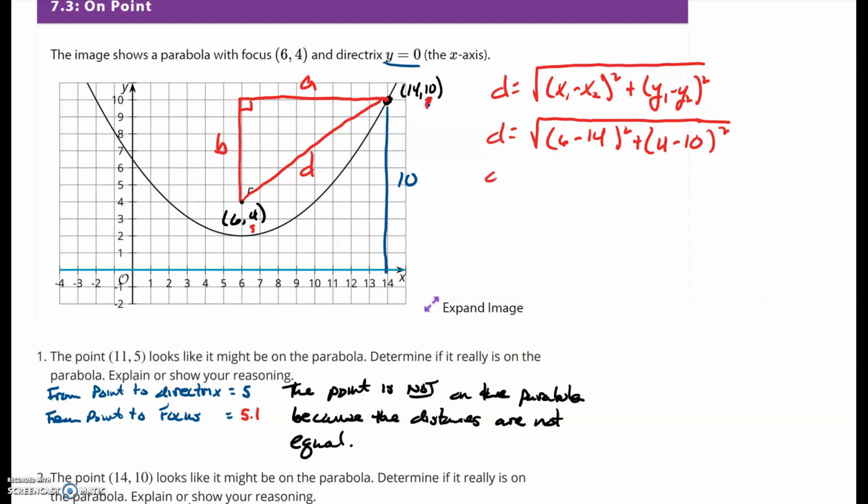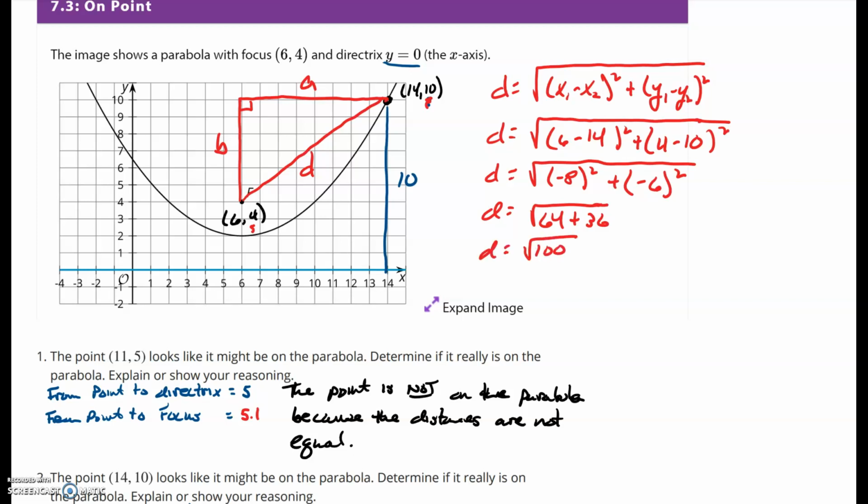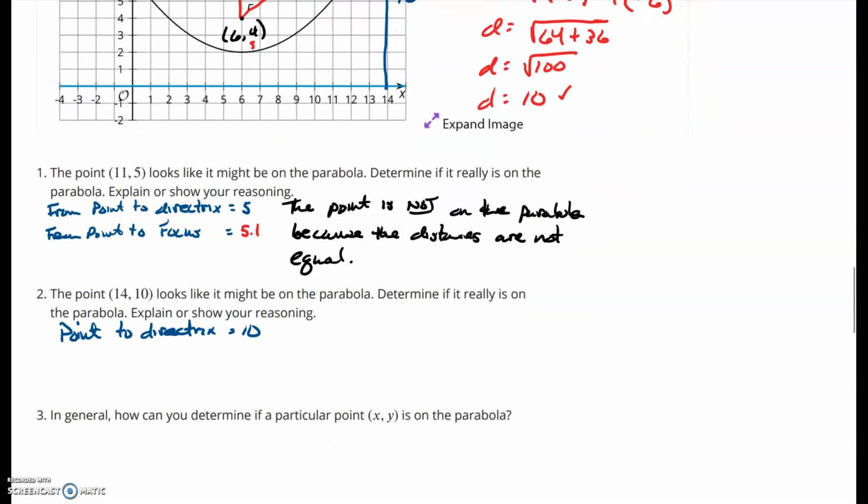Okay, 6 minus 14 is negative 8. 4 minus 10 is negative 6. Negative 8 squared is negative 8 times negative 8, that's positive 64. Plus negative 6 squared is negative 6 times negative 6, that's positive 36. 64 plus 36 is 100. The square root of 100 is 10. Notice it's the same. So point to focus equals 10.